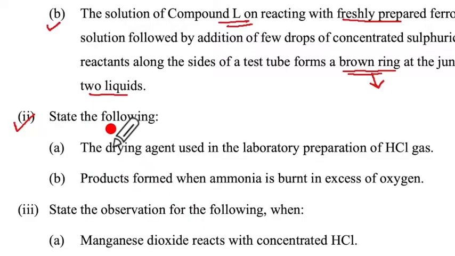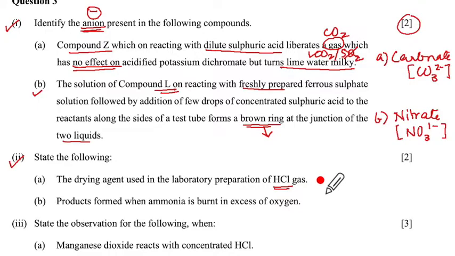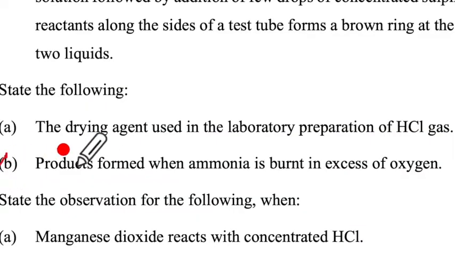Subpart 2 of question 3, state the following. Drying agent used in the laboratory preparation of HCl gas. Now HCl gas is acidic in nature. It will have acidic property. So we will have to take concentrated sulfuric acid as the drying agent.